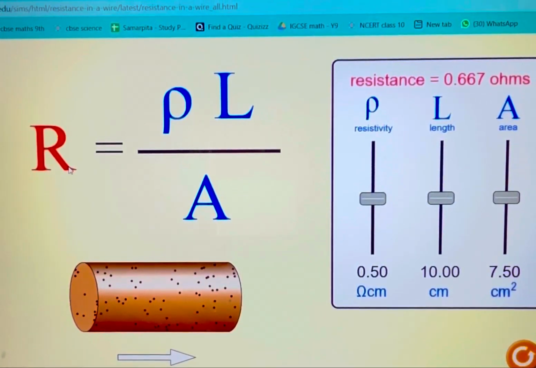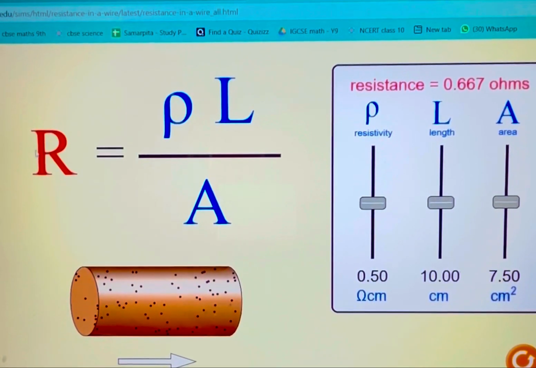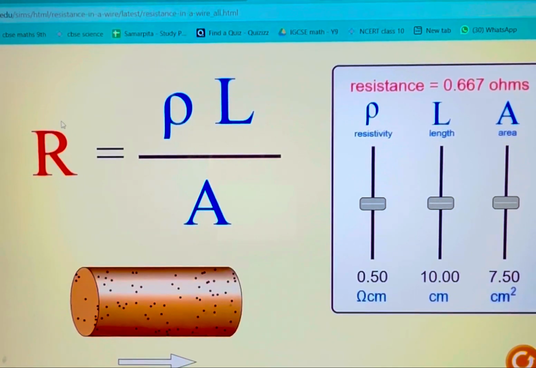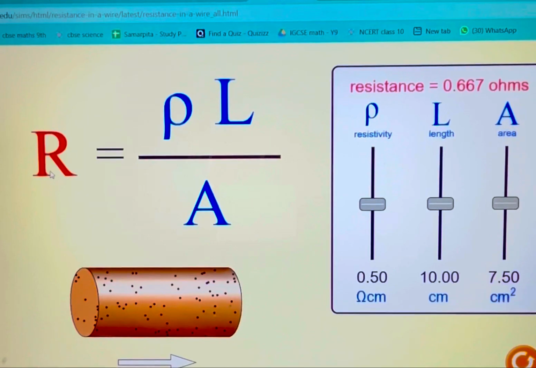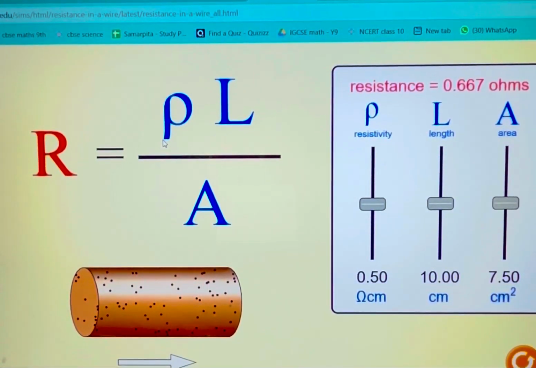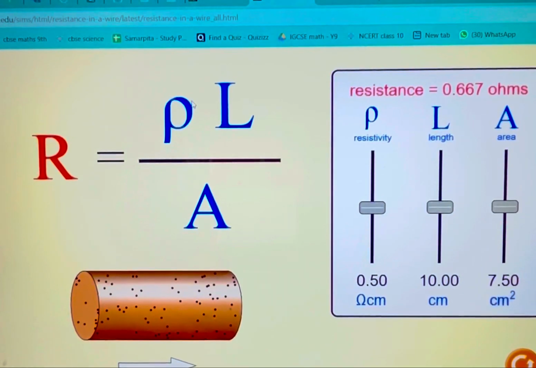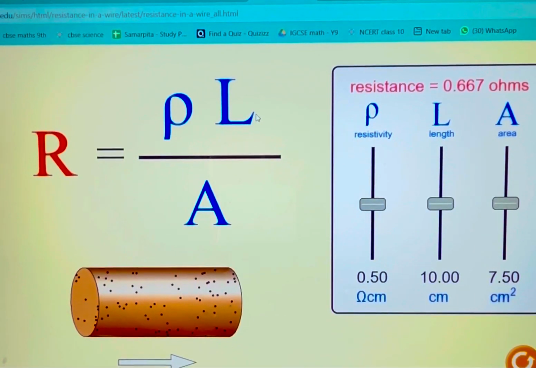Similarly, when we are talking about an electric circuit, friction is replaced by resistance. So resistance is a factor which opposes the motion of the electrons flowing in the circuit. Now, resistance depends upon these three following things. This is called rho, which is the resistivity, or you can say resistance per unit length. Then this L is the total length of the conductor and A is the cross-sectional area.